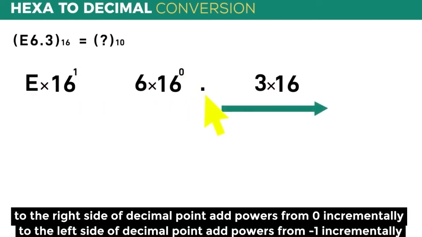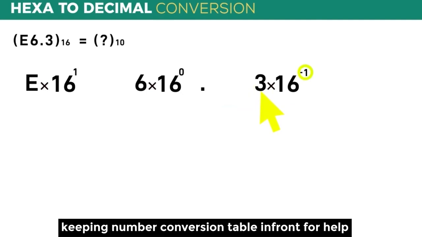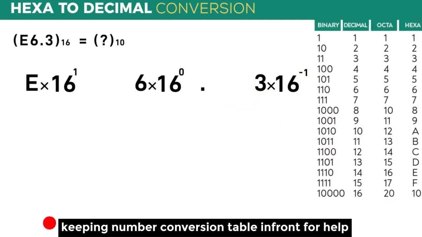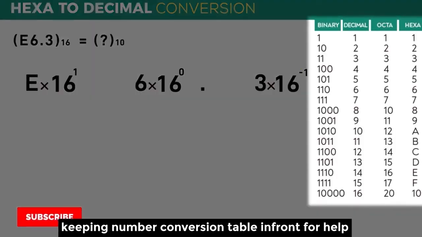The next task is to add powers incrementing from 0, 1 and onwards, whatever the numbers are given, to the left side of the decimal point. And to the right side of the decimal point, the power will be incrementing from -1. We have only one number after the decimal here in this equation, which is .3 only, so we will add a power of -1 to 16. And we can keep a number conversion table in front of us to help in the calculation as well.